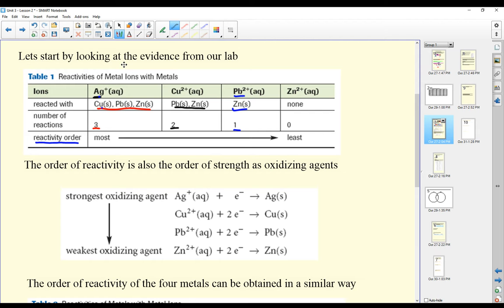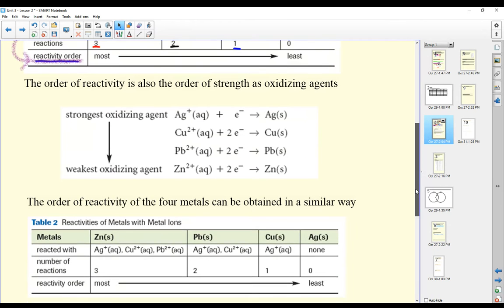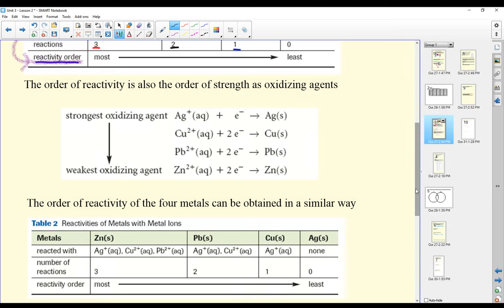And with that, what we see is that the more reactions you have, the greater your reactivity. So this correlates here. All right. So the order of reactivity is also the order of strength as oxidizing agents. All right. So oxidizing agents is sometimes written as OA. And when we look at this table here, it sorts our oxidizing agents from our strongest oxidizing agent to our weakest oxidizing agent.